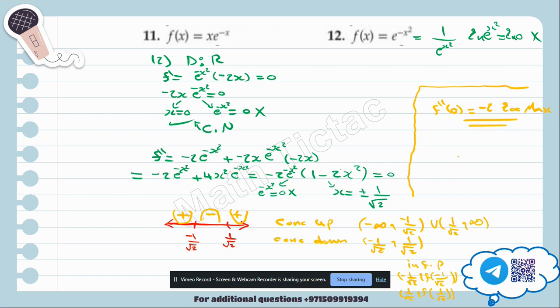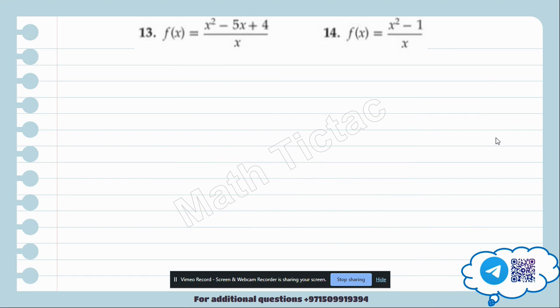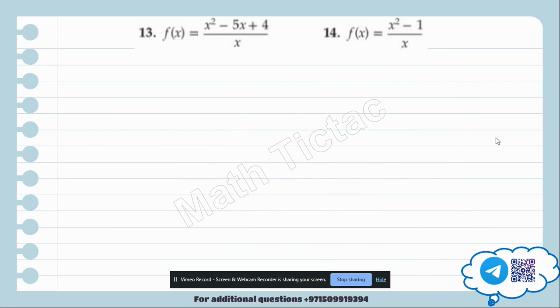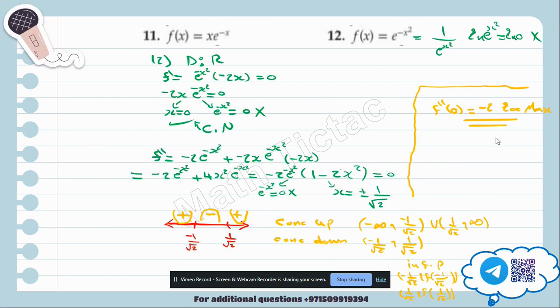And now we have finished our question. So we have found the concave up and concave down intervals and the local points using the second derivative test. So next, inshallah, we will solve a question which is a rational function. Okay, then we will move to the next topic.